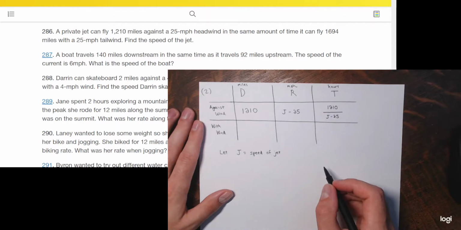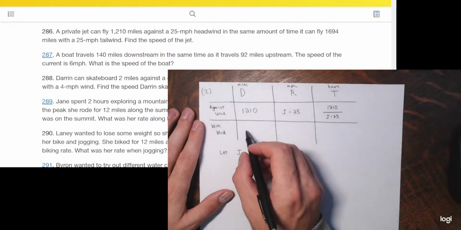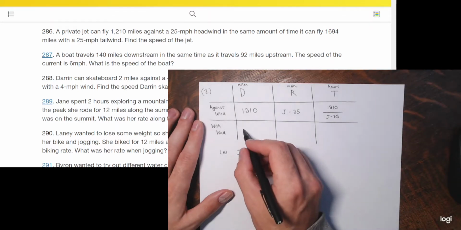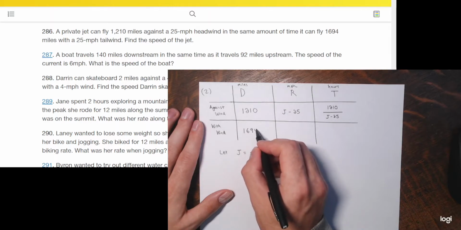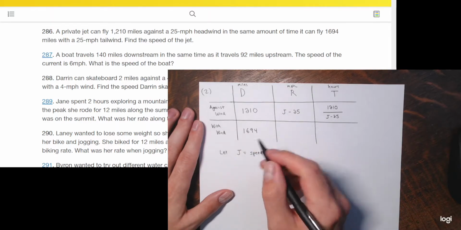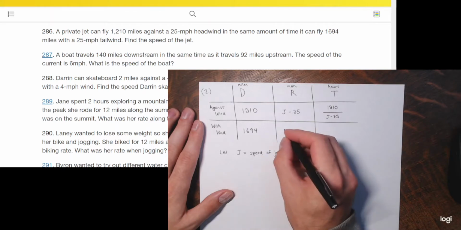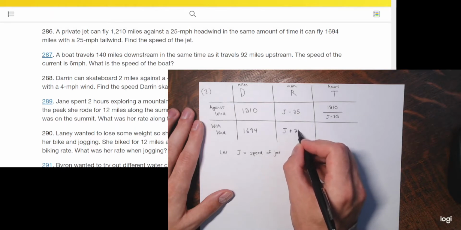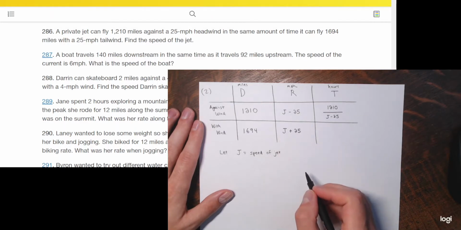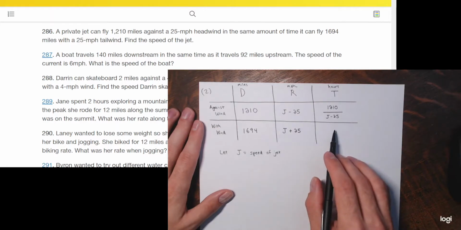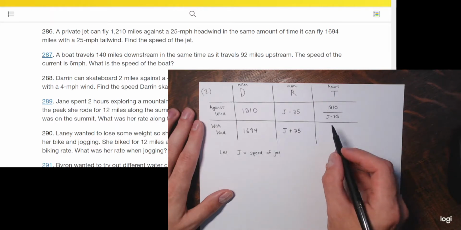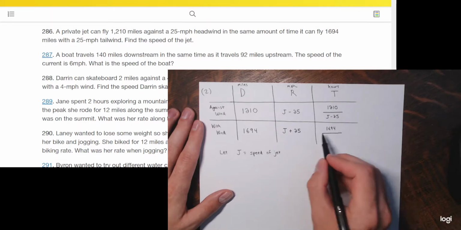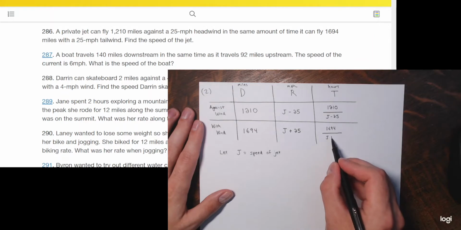Okay. Then with the wind, it said it'll fly 1,694 miles with the wind, and that tailwind is 25 miles per hour as well. So the rate of speed with the wind is the speed of the jet plus 25. The wind's making it faster. And once again, the time is the distance divided by the rate. So 1,694 divided by J plus 25 here.